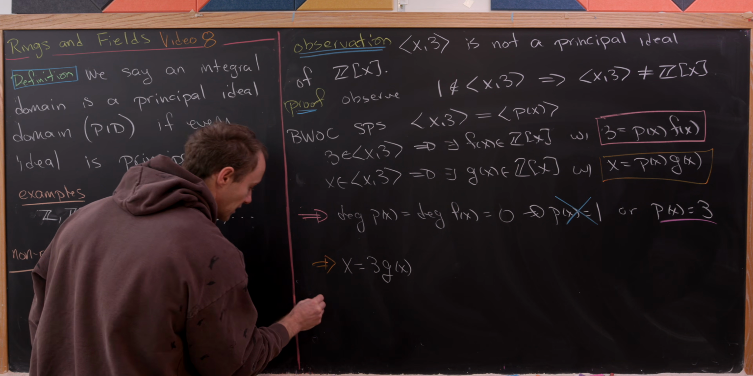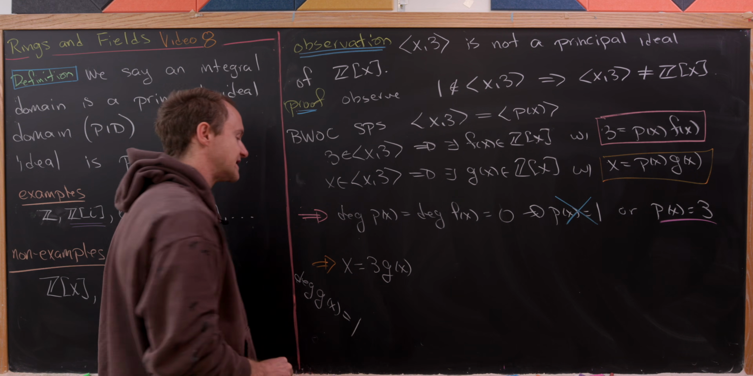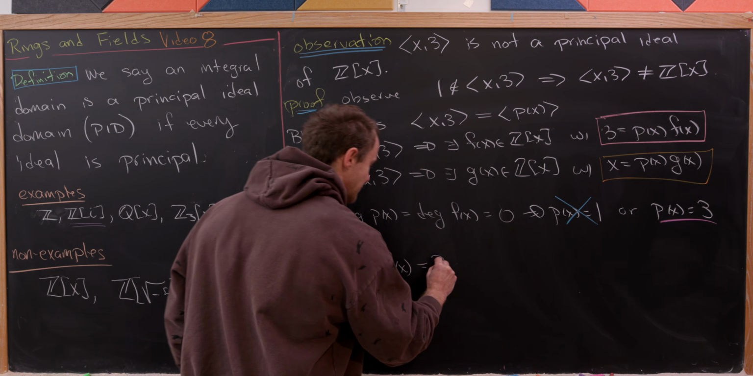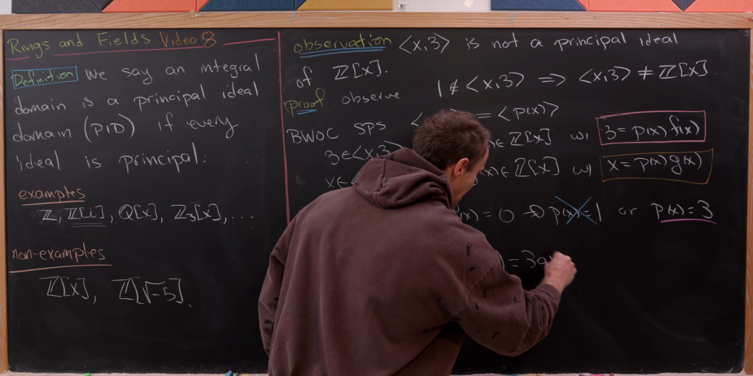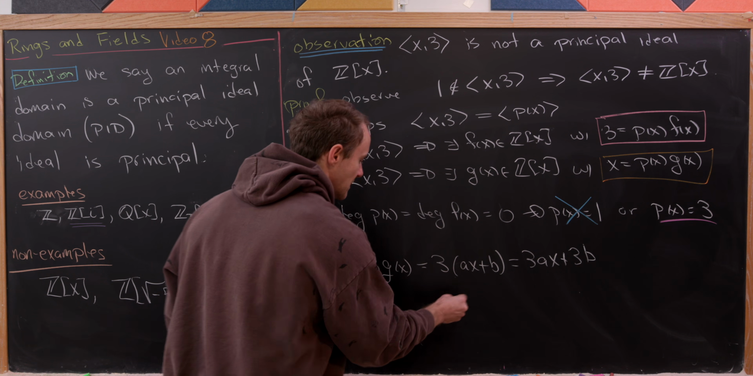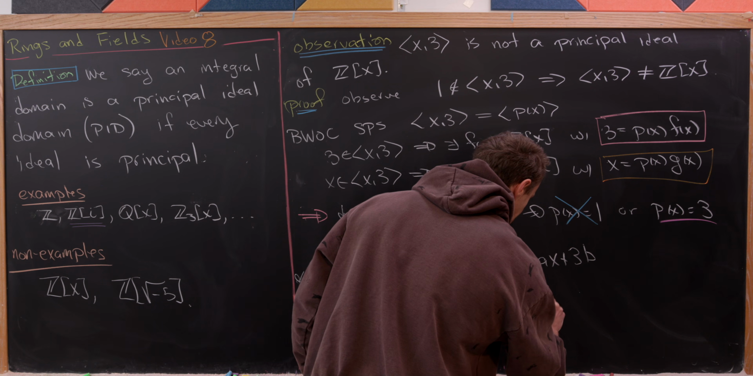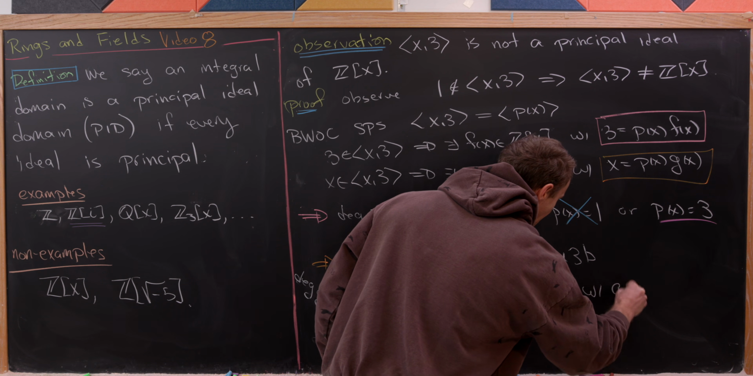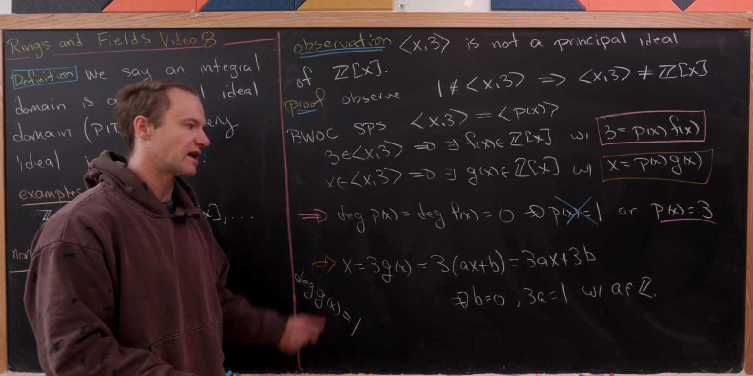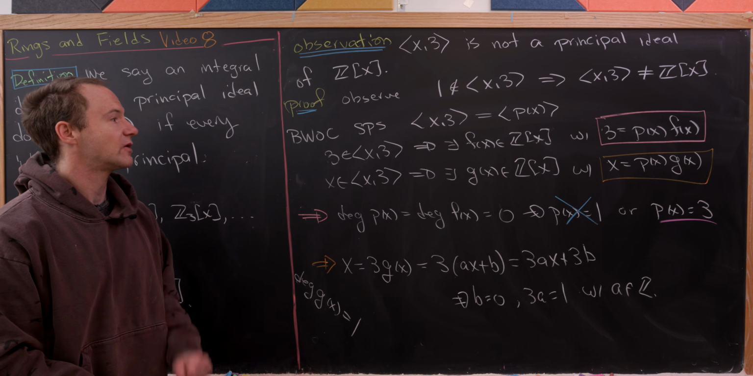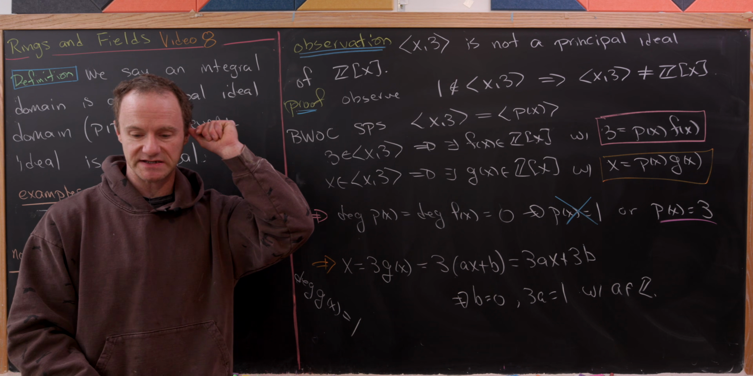And now observe that g of x must have degree 1 just based off of this equation right here. So that means that this is 3 times ax plus b. In other words, it's 3ax plus 3b. But observe that tells us that b is equal to 0. And it tells us that 3 times a is equal to 1 with a an integer. Of course, that's impossible because 1 is not a multiple of 3. Okay, good. So we just proved that Z adjoin X is not a principal ideal domain.